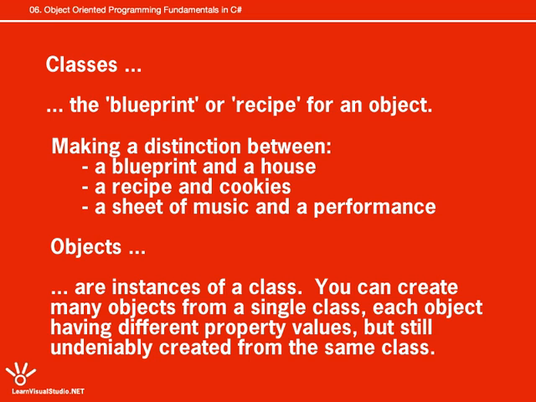You can create several instances of a class. Each instance is undeniably created from the class's instructions, and each object instance can have different values for their properties, but they're still from the same class.